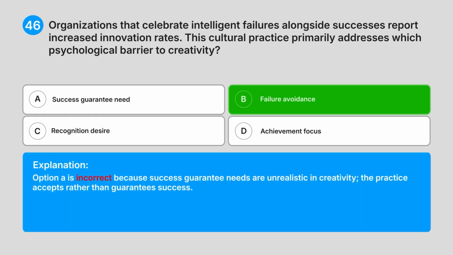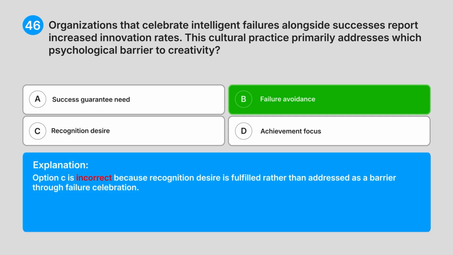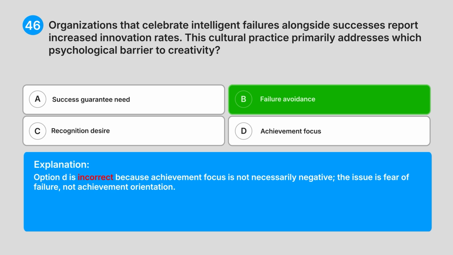Option A is incorrect because success guarantee needs are unrealistic in creativity. The practice accepts rather than guarantees success. Option C is incorrect because recognition desire is fulfilled rather than addressed as a barrier through failure celebration. Option D is incorrect because achievement focus is not necessarily negative. The issue is fear of failure, not achievement orientation.